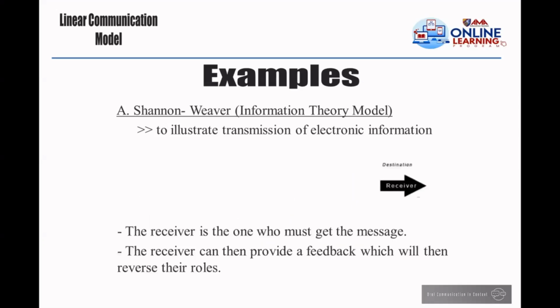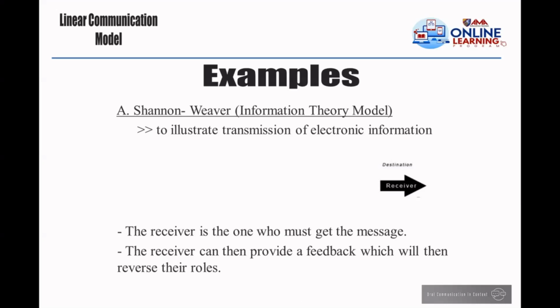And the receiver, the destination of the message. So it can be the person with the use of the smartphone or any device, so that the receiver will successfully receive the message sent to him or her. So the receiver is the one who must get the message. The receiver can then provide feedback, which will then reverse their roles. So for this one, if the receiver receives the message immediately and he or she reads and decodes the message immediately, he or she can give immediate feedback.